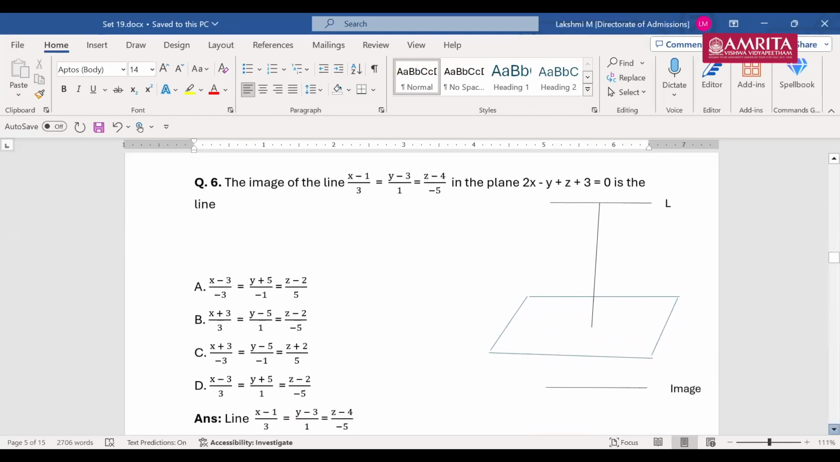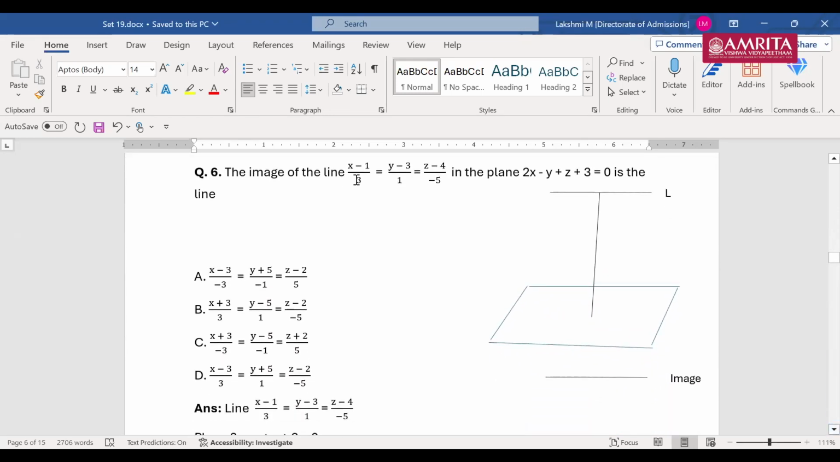Yes. This is, I would say, a wonderful question. The image of the line, this is the line, in the plane is the line. Okay. Just read the question once again. The image of the line in the plane is the line. The image of the line x minus 1 by 3 equal to y minus 3 by 1 equal to z minus 4 by minus 5 in the plane 2x minus y plus z plus 3 is equal to 0 is the line. Which among it?